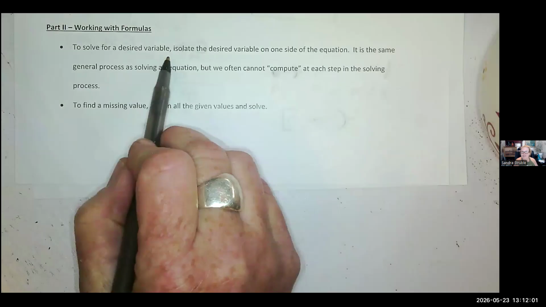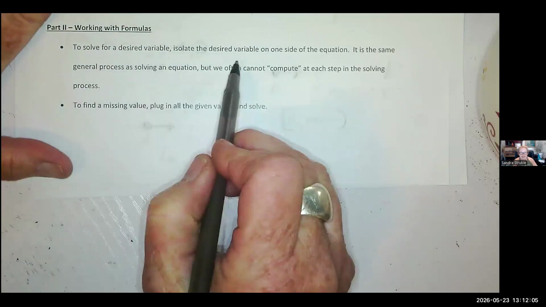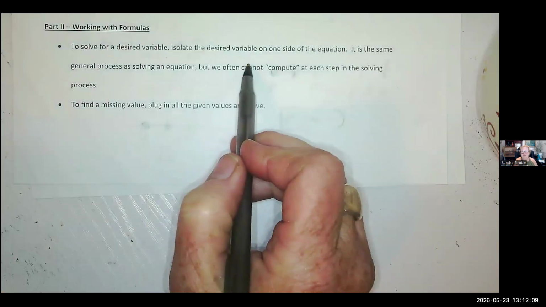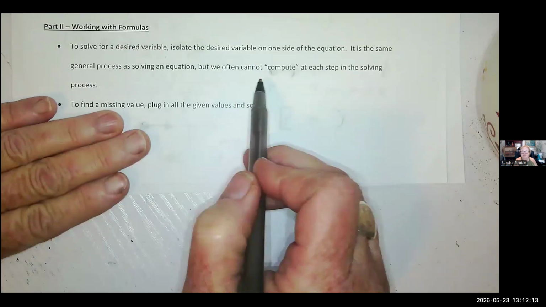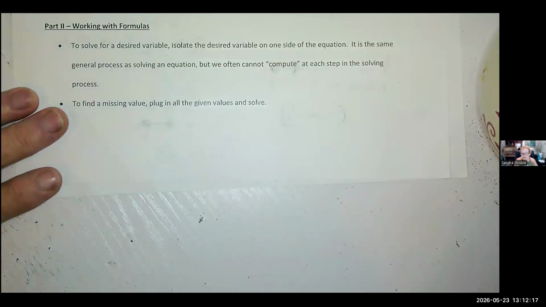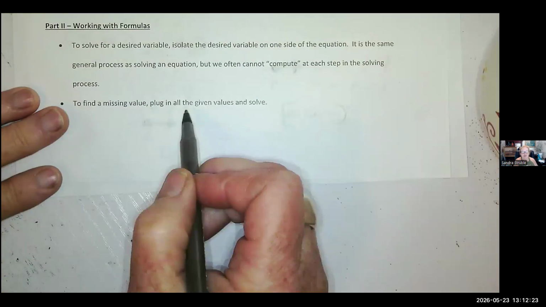You're going to isolate the desired variable on one side of the equation, and it's the same general process that we've been using for solving an equation. But we often cannot compute at each step in the solving process. Sometimes it's just all variables, as in what we're going to be dealing with. And then to find a missing value, you can plug in the given values and solve. I'll show you what I'm talking about.